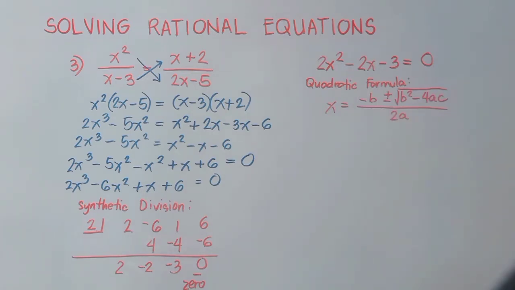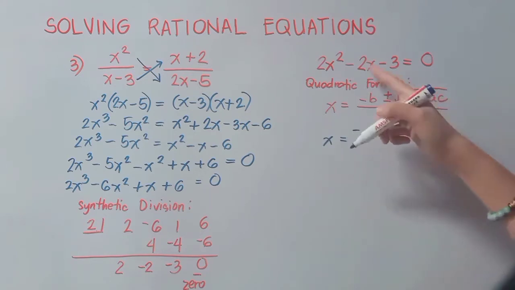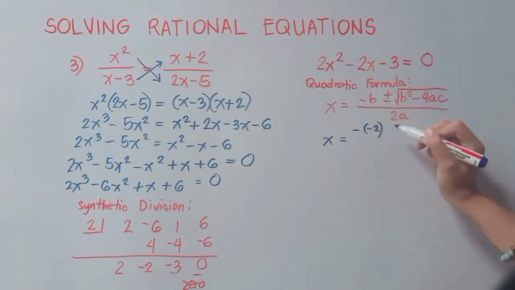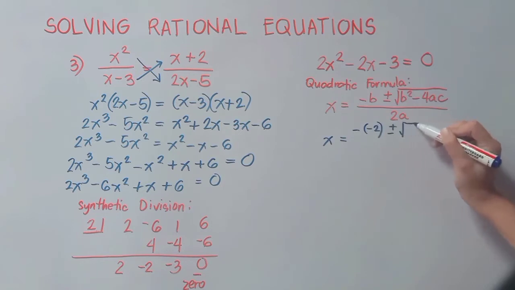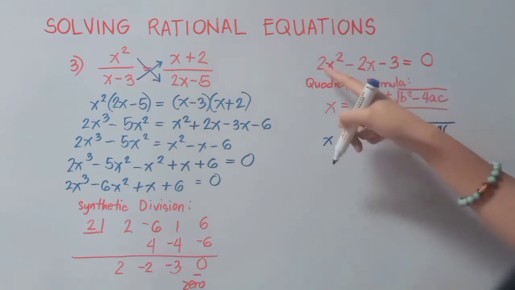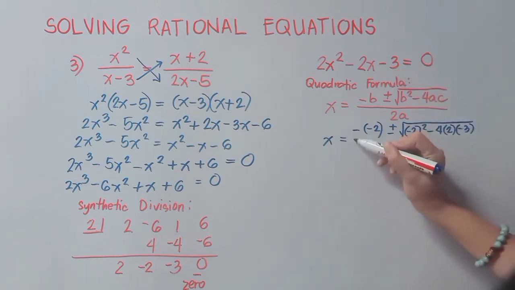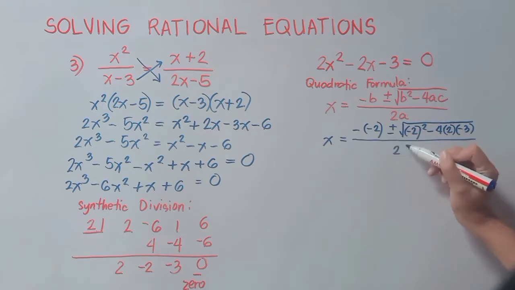Our a is the constant beside x squared. This will be our b, and this will be our c. So let's start. We have here negative of negative 2 plus or minus the square root of b squared is negative 2 squared minus 4. Our a is 2 and our c is negative 3. All over, our a is positive 2.